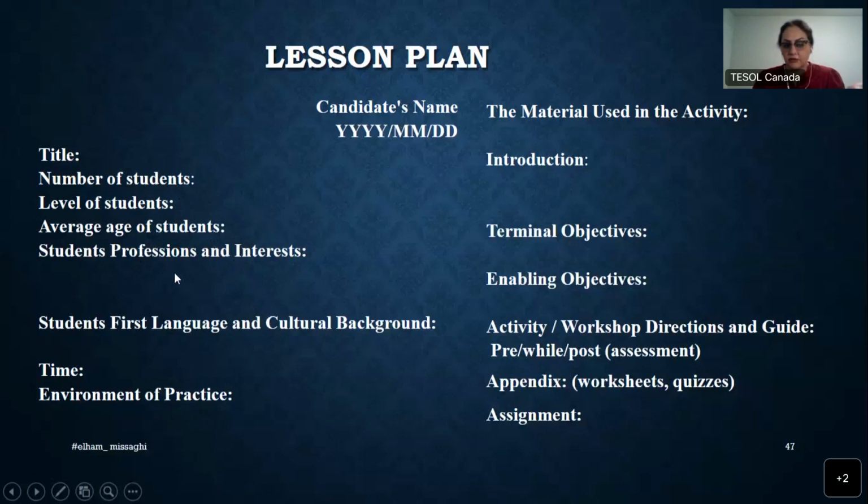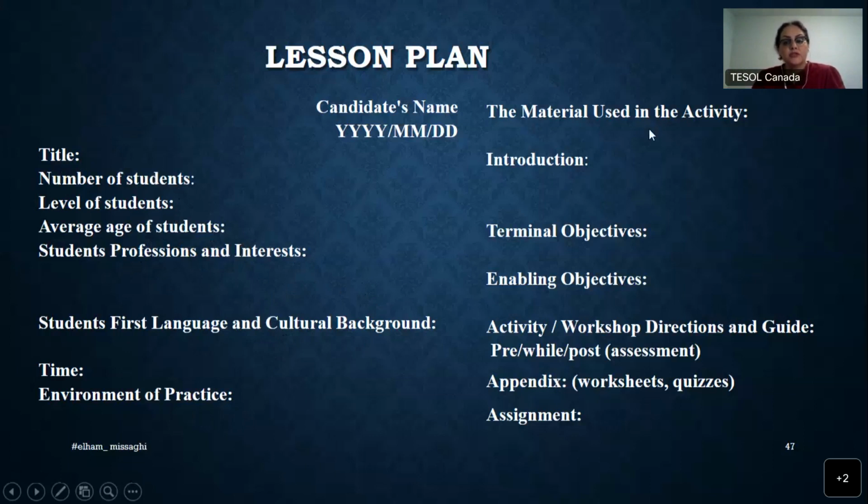But what about the professions? Are there housewives? Are there clerks, students, university students? What about their interests? It's referred to the activities. It's important because it means you consider their interests in designing activities for them. What about the first language and cultural background? Time, how long is this class? Is it 1 hour, 2 hours, 90 minutes? And where is it? Is it online, on-site, school, institute?